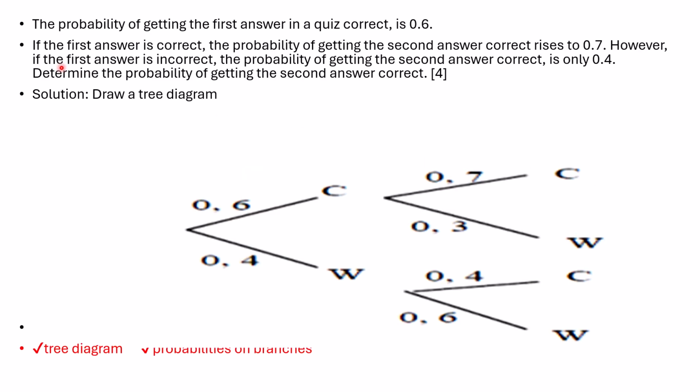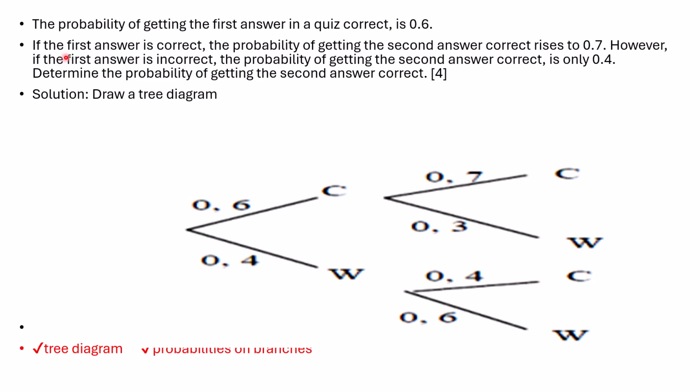Right, so the first question here says the probability of getting the first answer in a quiz correct is 0.6. If the first answer is correct, the probability of getting the second answer correct rises to 0.7. However, if the first answer is incorrect, the probability of getting the second answer correct is only 0.4. Determine the probability of getting the second answer correct. So to solve this, we're going to have to draw a tree diagram.